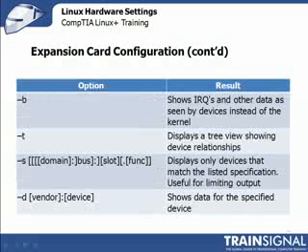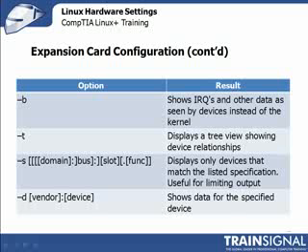Continuing with options for the lspci command, up next we have -b, which shows IRQs and other data as seen by devices instead of the kernel. -t employs the use of a tree view to show device relationships.